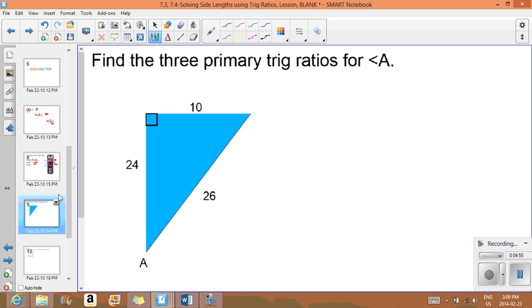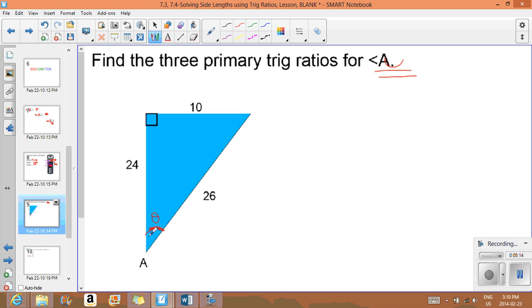Now we're going to look at an actual triangle and some side lengths that are given. So we're going to find the 3 primary trig ratios for angle A. The first thing you're going to need to do is identify where angle A is right here. Okay, so this would be our theta. If this is our theta, we would then have to be able to label O, A, and H.